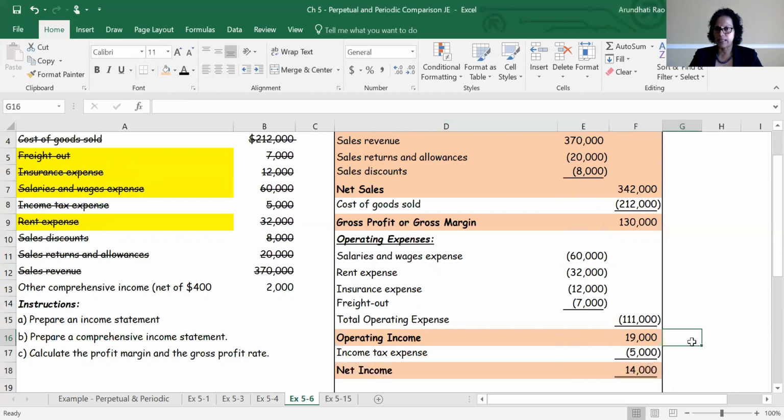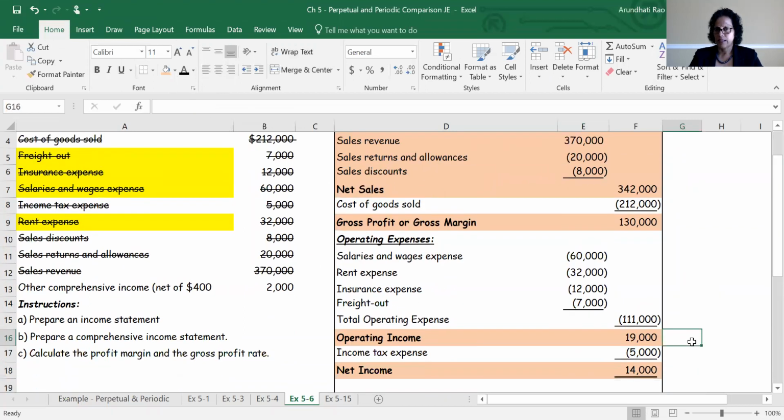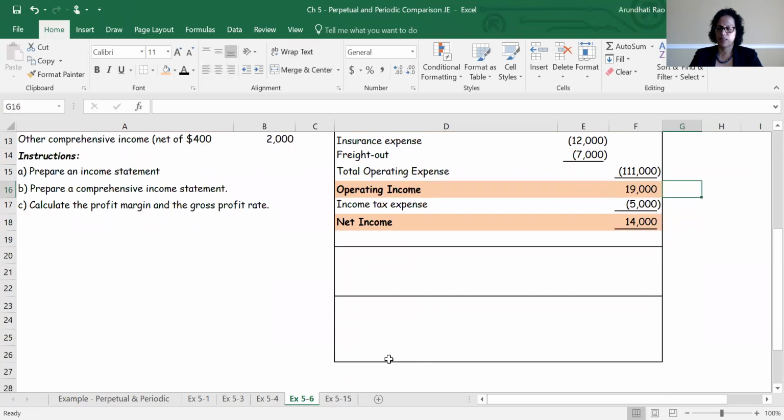So what we're looking at is numbers that are given to me versus numbers that I need to calculate. So net sales is your gross sales minus your returns and minus discounts. Net sales minus cost of goods sold gives you gross profit. Gross profit less your operating expenses will give you your operating income. Operating income less your income tax expense gives you your net income number. Now let's carry on with the last portion.